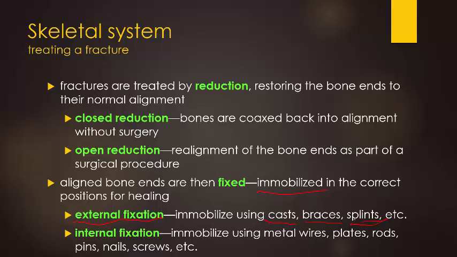proper location. Internal fixation relies on the use of metal wires or plates, rods, pins, screws, nails, any of these metal materials that are used to hold the bones into proper alignment. That would be internal fixation. So open reduction with internal fixation means that surgery was done, the patient was cut into, and then hardware was installed inside, at the bone in order to hold the bone ends in the proper place for repair.